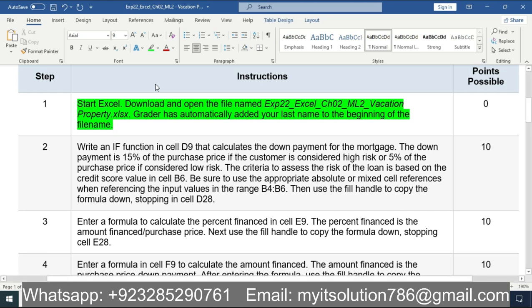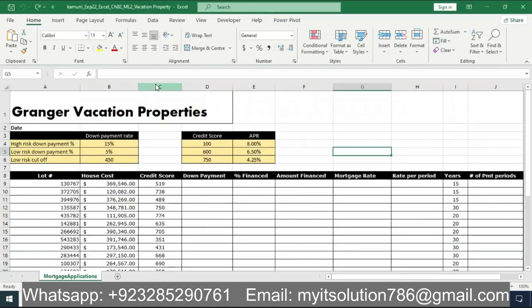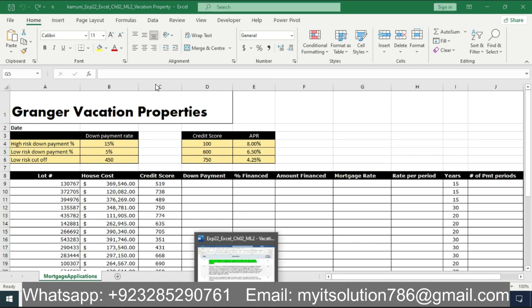So we go on our Excel worksheet. I have already downloaded the Exp2022 Excel Chapter 2 ML2 Vacation Property. So we go on our step number 2.